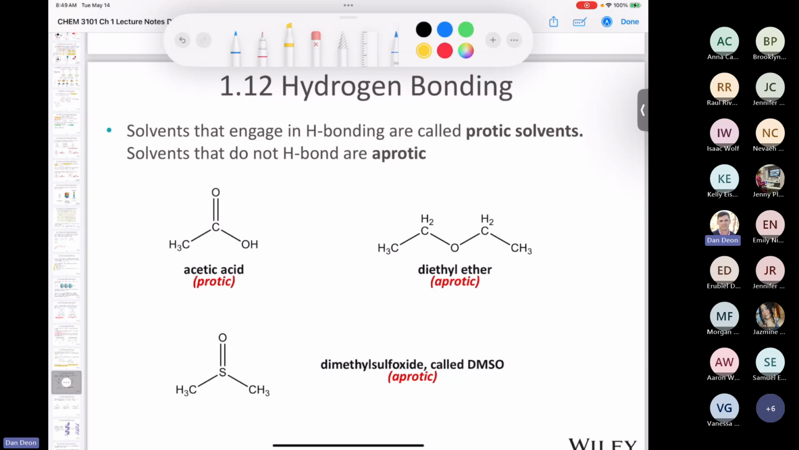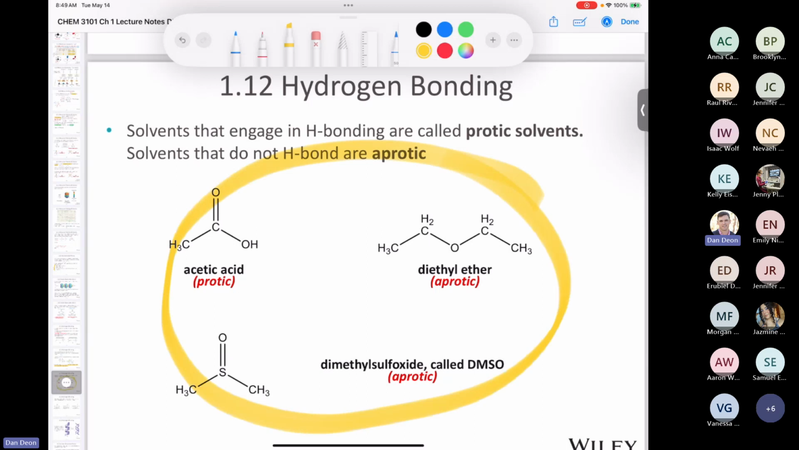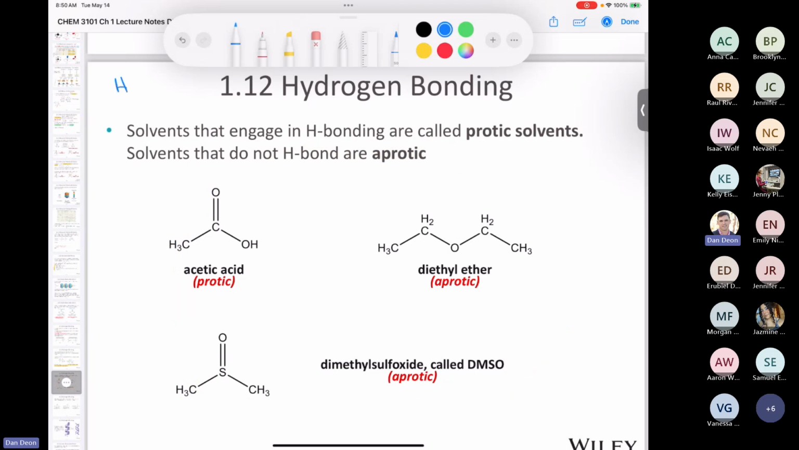Now, I know you're all learning the subject. You might be looking at this slide and going, what the heck are these things? All of these molecules are liquids at room temperature, and they all make good solvents. If you go back to your general chemistry days, what was the only solvent you ever talked about? Water. You never really discussed any other solvent at length.